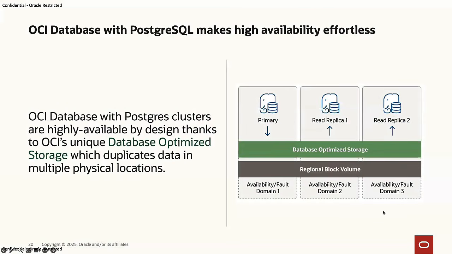So we talked about disaster recovery being top of mind for a lot of our enterprise scaled customers, right? It's absolutely important to ensure that customers' data is maintained in the event of a disaster. Our clusters are highly available by design. We touched on this briefly. Thanks to the unique database optimized storage, it duplicates data on multiple physical locations. So you have a regional block volume that spans across multiple availability or fault domains, and the data is replicated across. So your high availability in a region is handled for you, and it is robust as a result of this design.